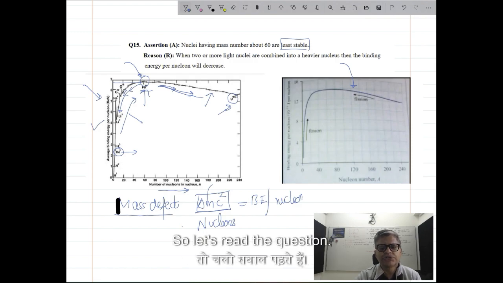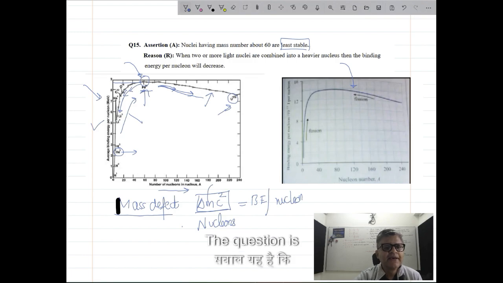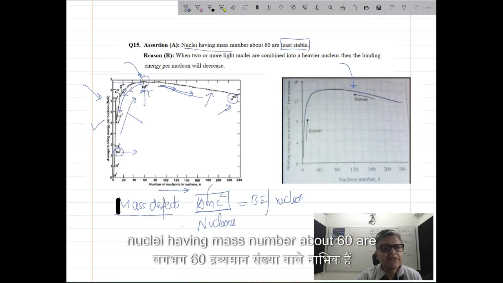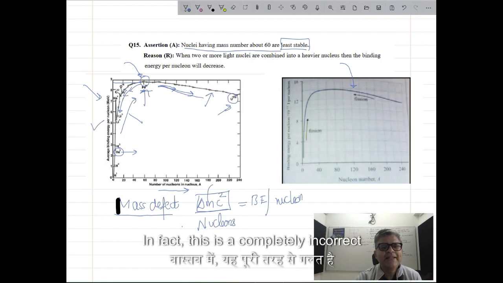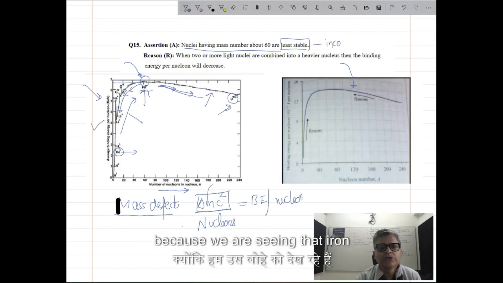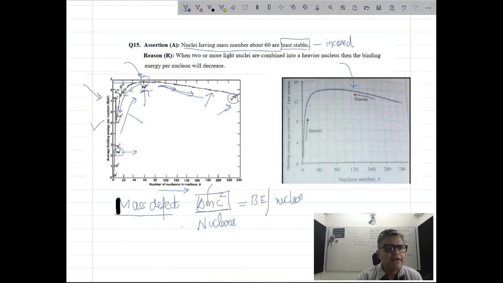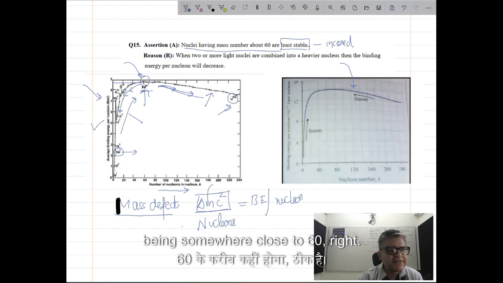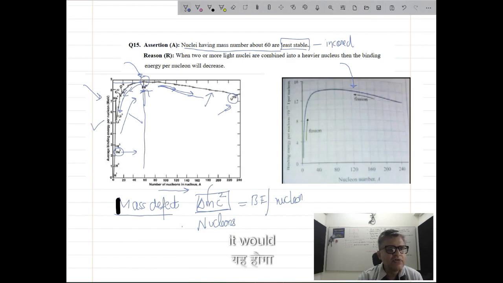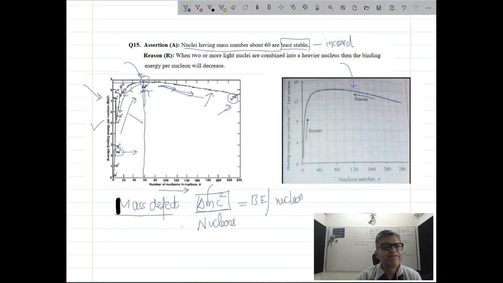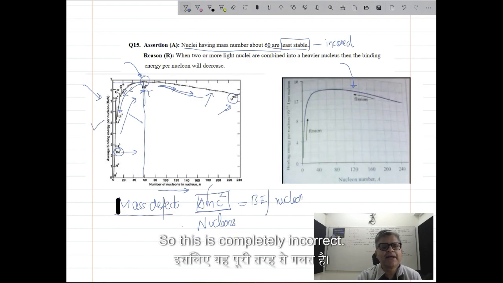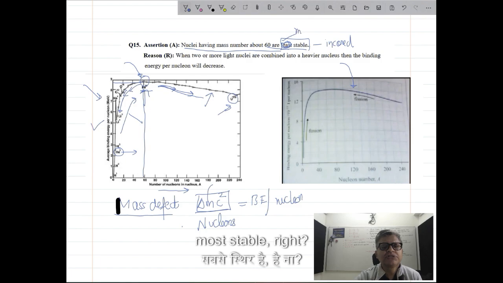So let's read the question. Okay, the question is: nuclei having mass number about 60 are least stable. In fact, this is a completely incorrect statement because we are seeing that iron is somewhere close to 60, right? If I draw a line here, it would roughly be around 60. Actually, it is 56, I think, which is actually the highest stability situation. So this is completely incorrect. I think this should be most stable, right?